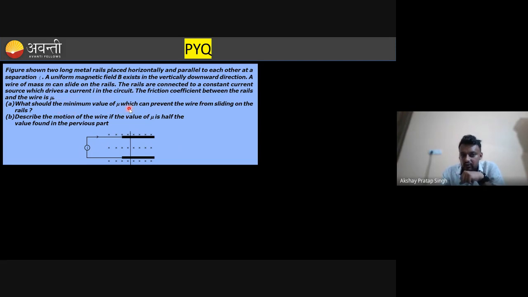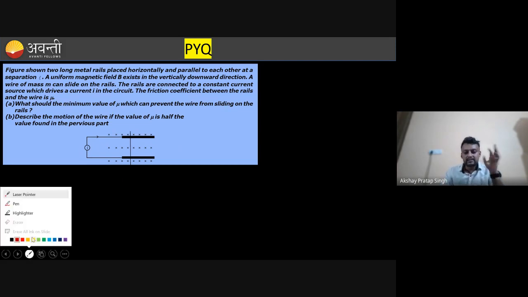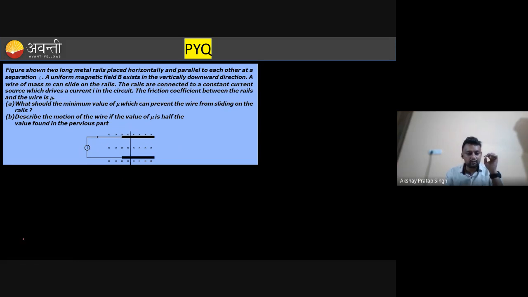What should be the minimum value of mu which can prevent the wire from sliding on the rails? Someone, is the question clear to you? What are they trying to ask? After that, we will do the necessary calculation. But is the question clear to you? First of all, you can see that the current is moving in this direction, I.